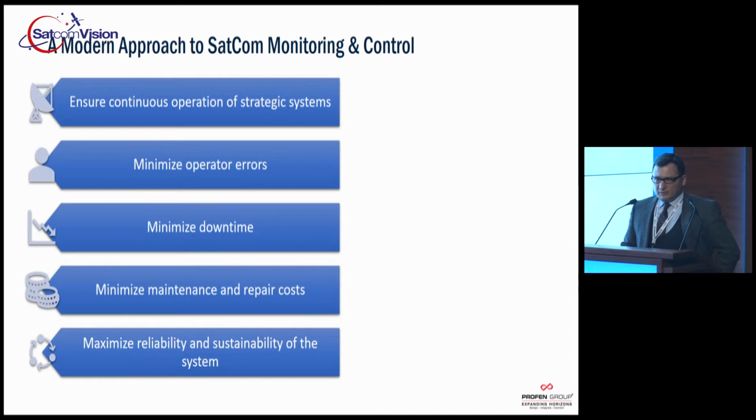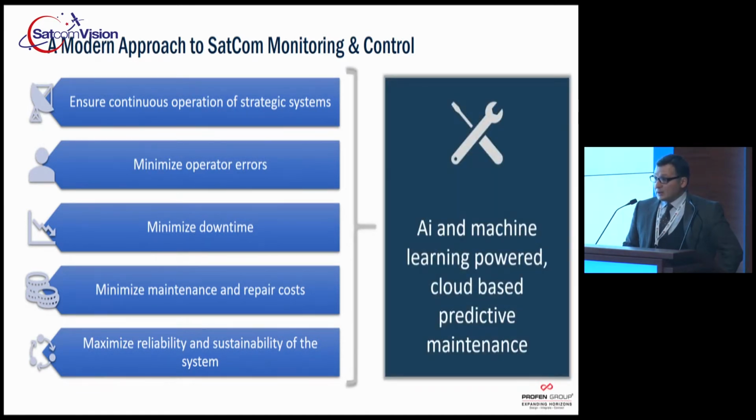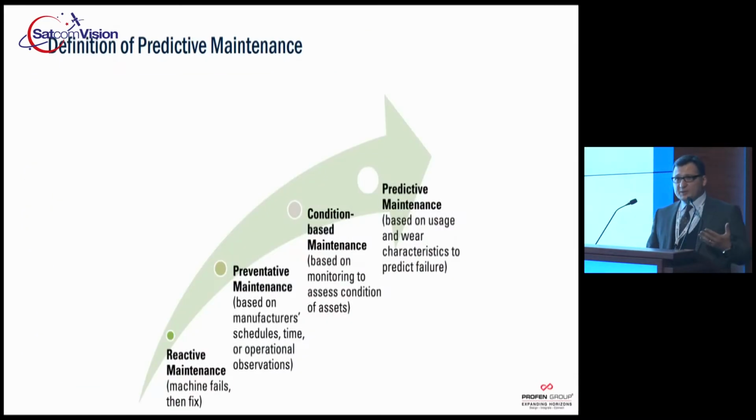So here we're going to use Satcom monitoring and control systems. They are usually real-time monitoring and control systems, but by using cutting-edge artificial intelligence technology, we can provide an AI and machine learning-powered, cloud-based predictive maintenance system. So let's go through what predictive maintenance is. Let's start with the basic definition.